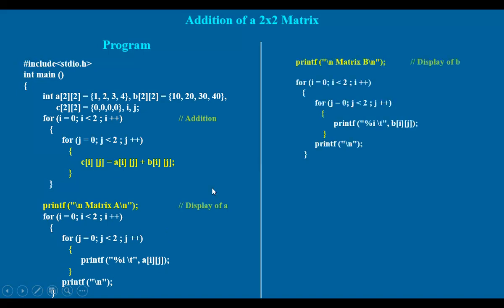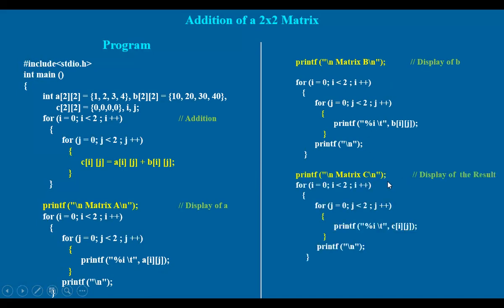Next, the similar loop is used for the display of B. So here we have only two rows and two columns. And again, to display the result, the values of C are taken here. Here the values of B are taken in the second matrix. So like this, we have done the programming.